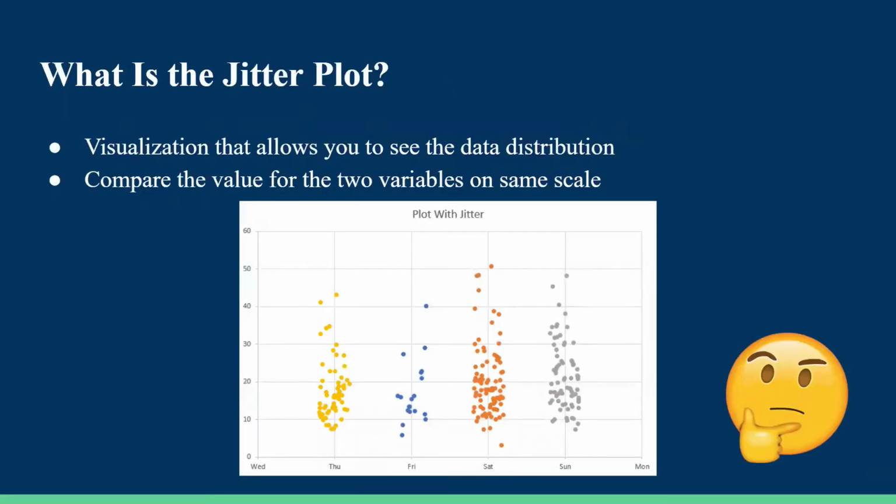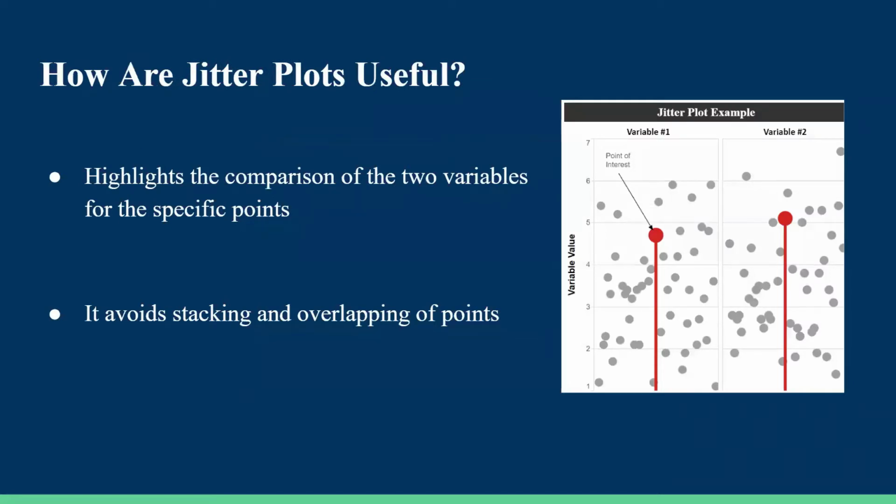The jitter plot is a visualization that allows you to clearly see the distribution of the data. It also helps you compare the value for the two variables on the same scale. According to Data Plus Science, these jitter plots are useful because they subtly highlight the comparison of the two variables for specific points. As you can see from the graphs on the right, the specific points are compared with a red connecting line. Jitter plots are also helpful since, as mentioned earlier, the distribution of marks avoids any stacking or any sort of overlap.